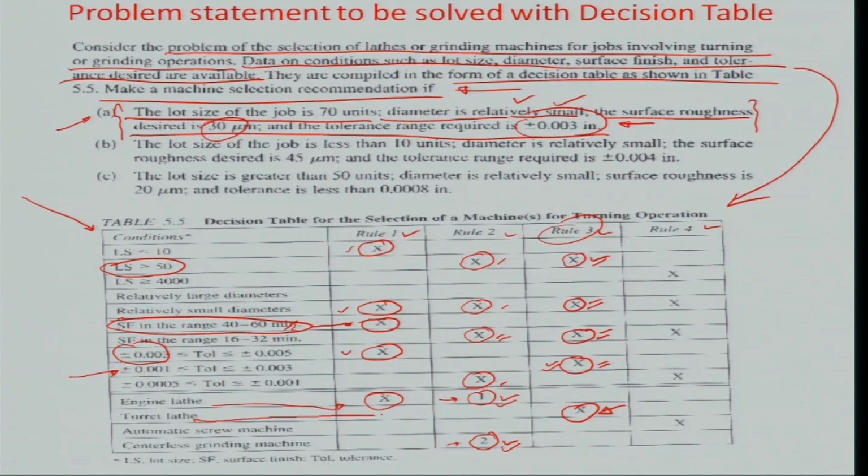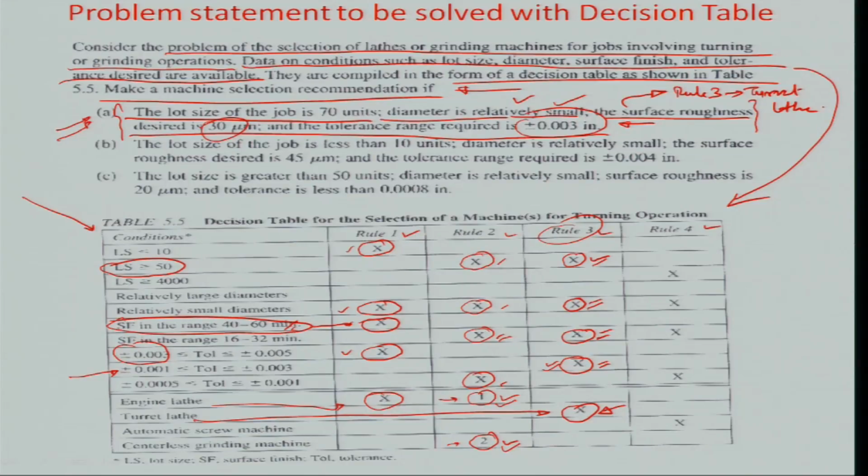Okay, so by the operator knowledge it has been placed that in these kinds of cases you use the turret lathe. So for example, in this particular case, when we want to use this decision table to choose for this particular situation or condition, you use rule 3 and therefore automatically a turret lathe based on this rule 3.